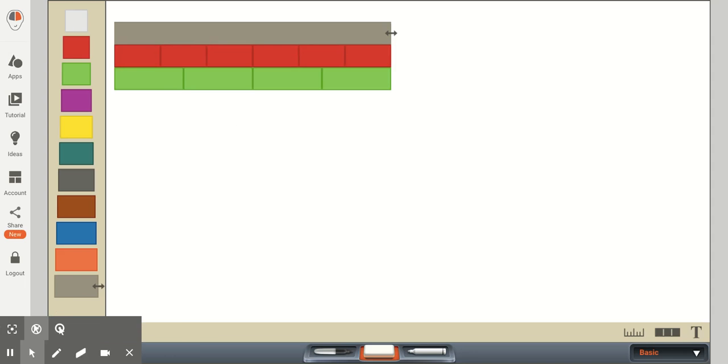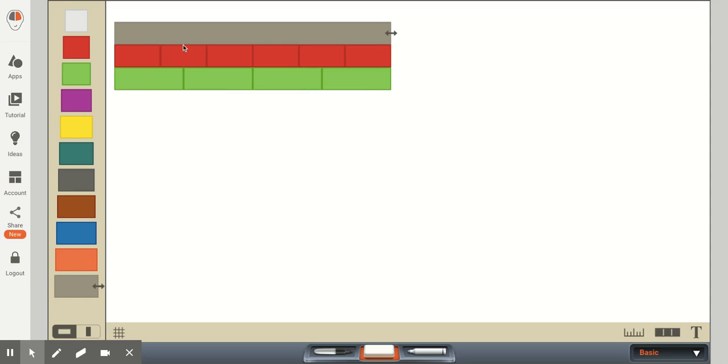Another takeaway that students should have in this standard is that they should be aware of the length of the unit that is used. So for instance, when we measured this gray rod with the red rods, we found it was 6 red units long. But if we were to measure the gray unit with the green rods, we would find that it's only 1, 2, 3, 4 units long.